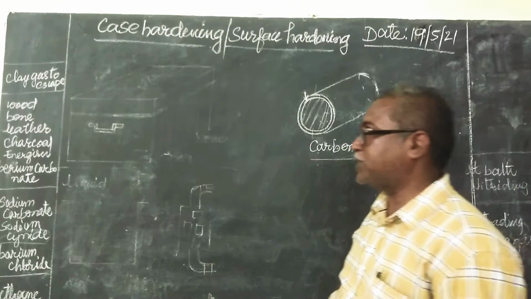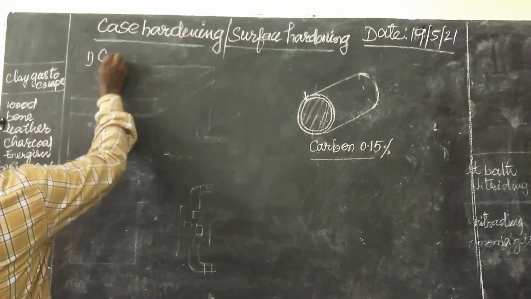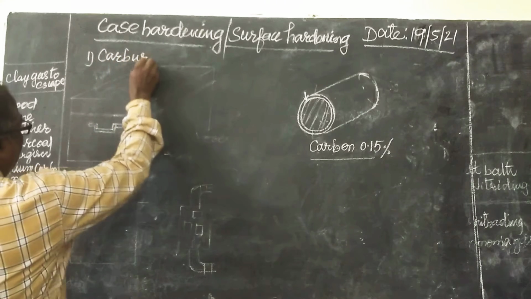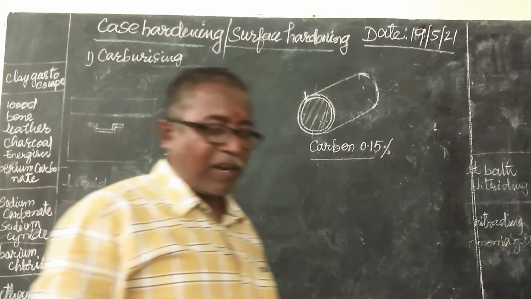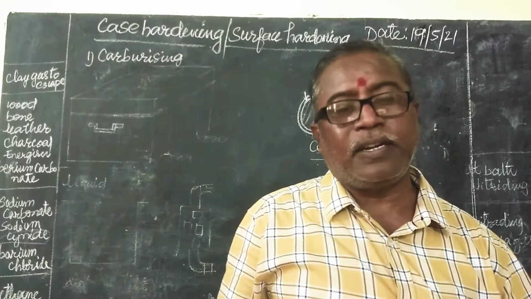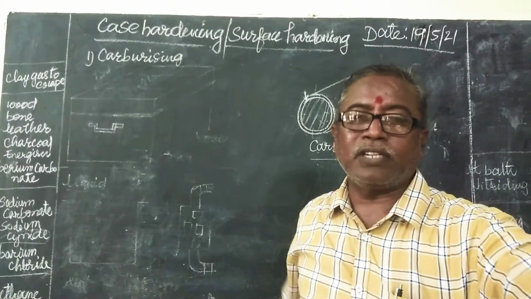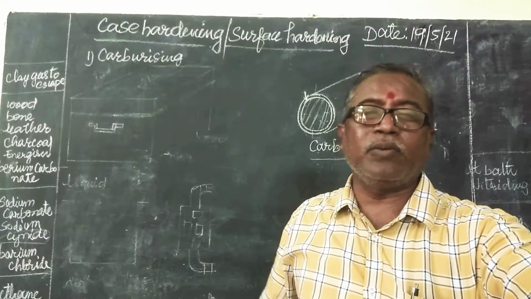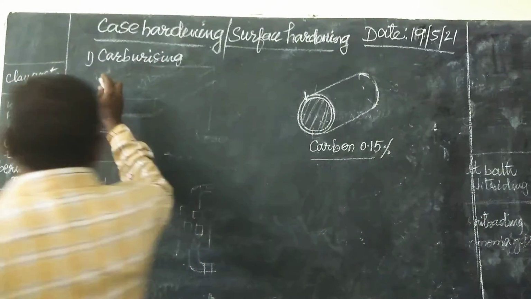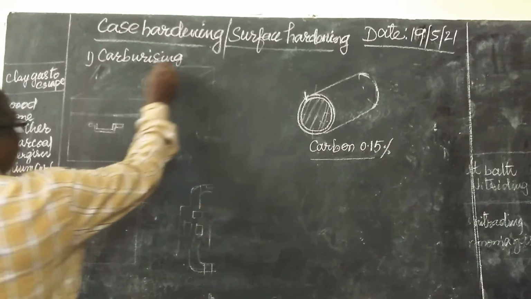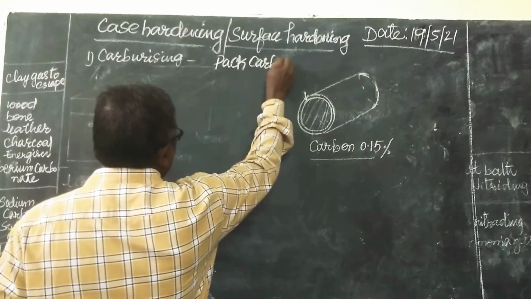In case hardening, number one is carburizing. Carburizing means carbon. We are inducing the carbon on the outer surface of the metal by doing the process called carburizing. In this carburizing, there is packed carburizing.